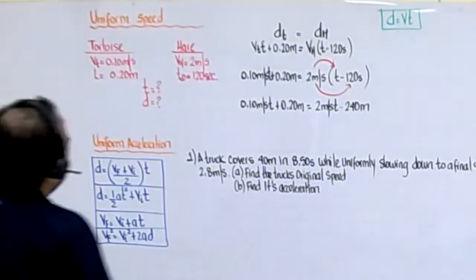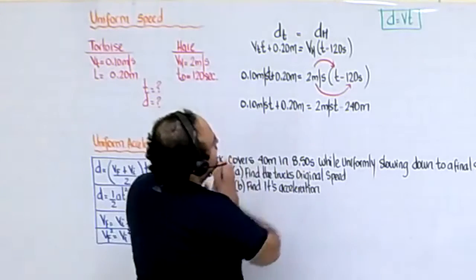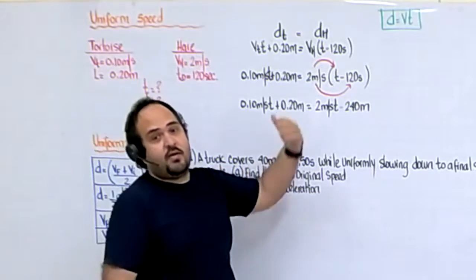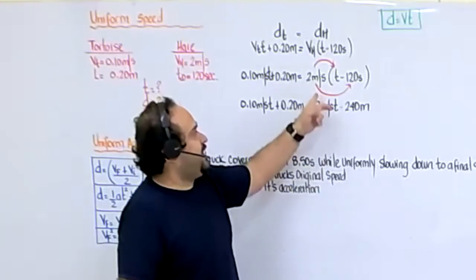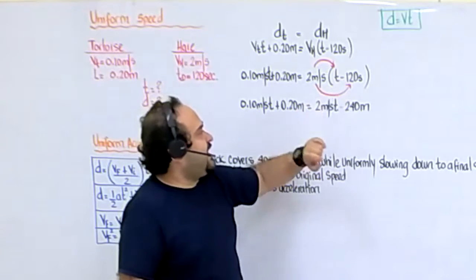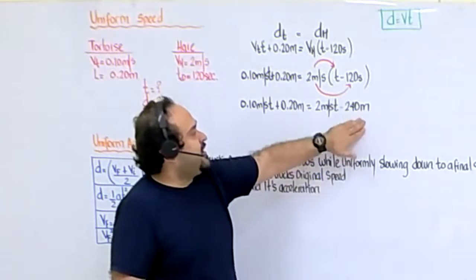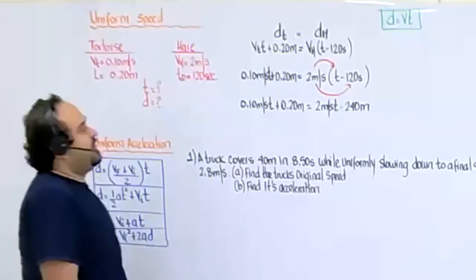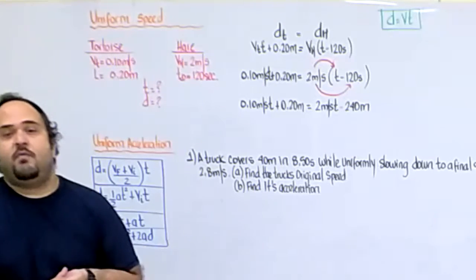What do we have to do? Well, copy this expression once again, and we're going to apply the distributive property. I mean, 2 meters per second t, 2 meters per second t, negative 2 times 120, that will be 240 meters. Now, what do we have?